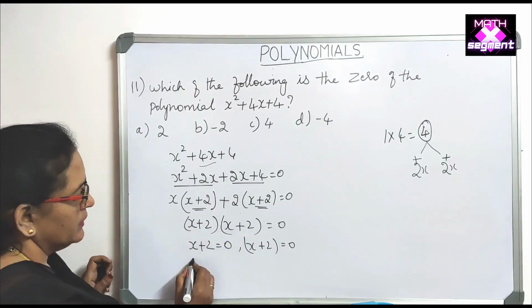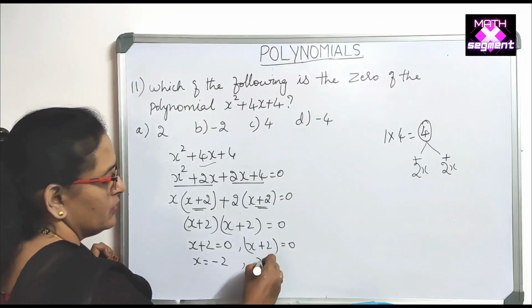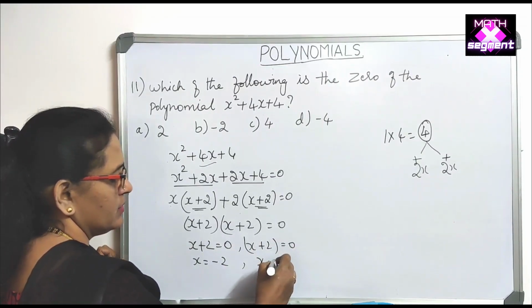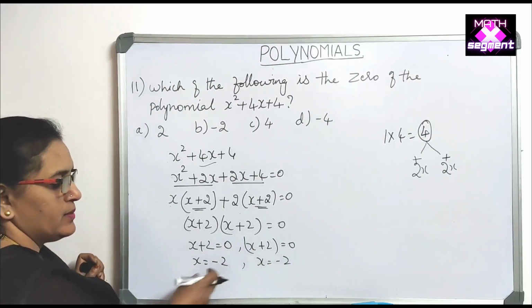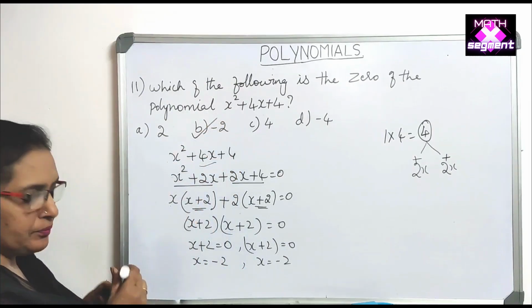Now x is equal to, moving plus 2 to the other side, minus 2. Here also, moving plus 2 to the other side, it becomes minus 2. So both the x values we are getting are minus 2. Option B is the correct answer.